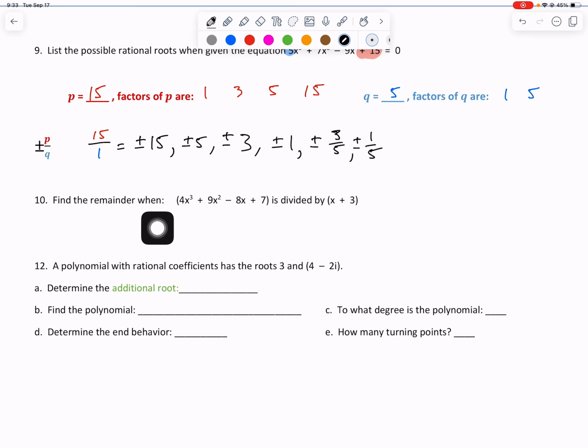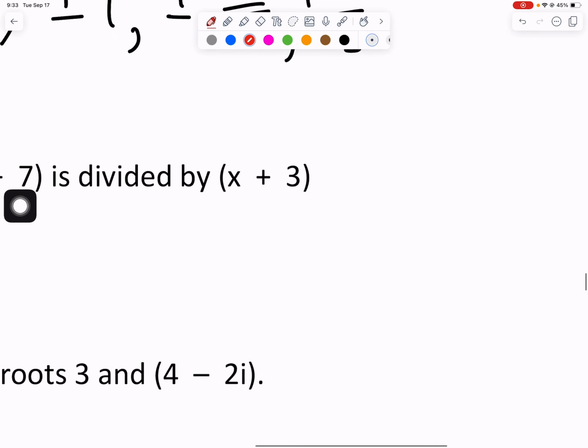Number 10, find the remainder when 4x cubed plus 9x squared minus 8x plus 7 is divided by x plus 3. First thing we need to do is find out what x is equal to. If we don't know by now, well, we can solve. Let's solve it. x plus 3, we're going to set that equal to 0. Took my time with that 3. We're going to solve for x.